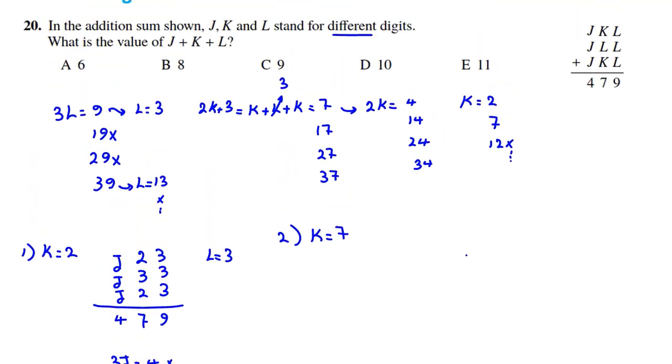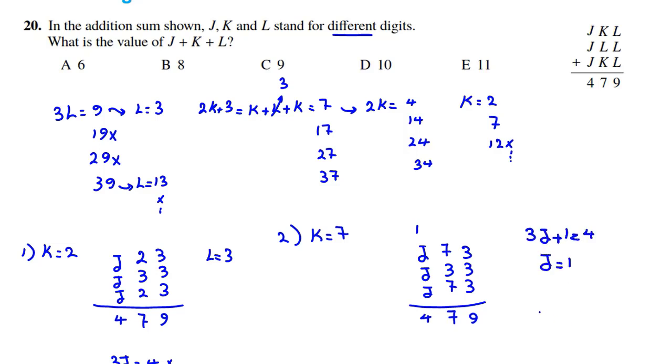So if we write the sum again, L is 3, 3, 3, 3. K is 7, 7, 3, 7. And J, J, J. So from here, it is 9, 17, we have 1. It is 4. So 3J plus 1 is 4. So J is 1. Now, in this case, L, K, J are what? L is 3, K is 7, J is 1. The sum of them is what? The problem wants the sum, which is 11. So the answer is choice E.